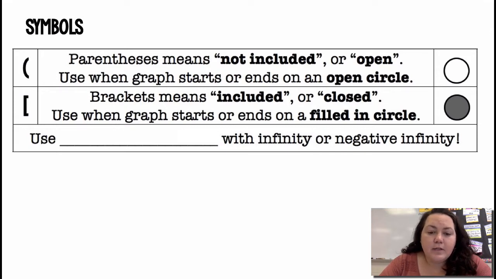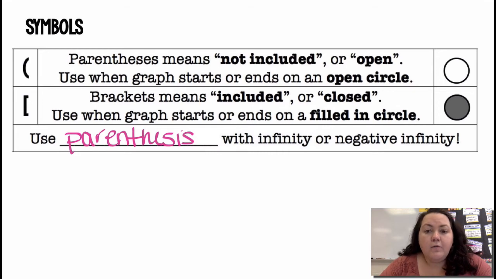We use the parentheses and an open circle, and the parentheses means not included, or open. When we graph and it starts with an open circle or ends with an open circle, you know those go together. So the parentheses and the open circle go together. And a bracket means it's included, or closed. So when a graph starts or ends with a filled in circle, we use the bracket. And we always use parentheses for infinity or negative infinity.